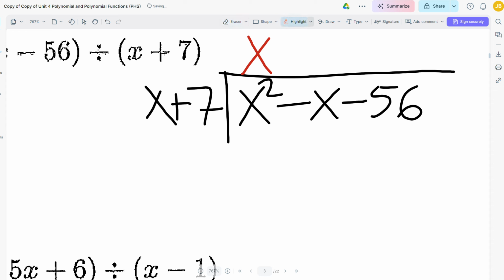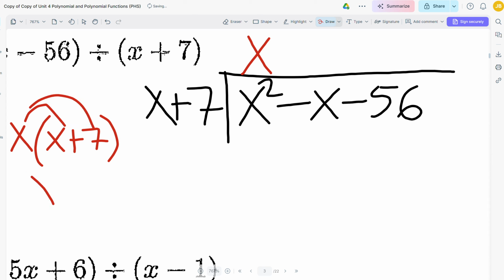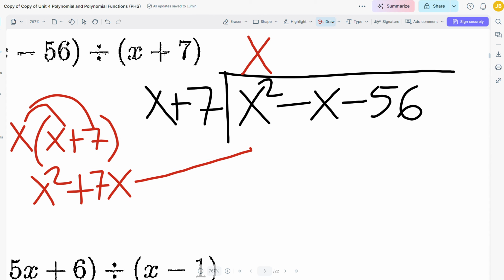Depending again on your skills, you're probably going to have to do it on the side, or if you're quick with it, you won't have to. So we're going to have x times x plus 7. We distribute. This will result in x squared plus 7x. This is going to be brought there. So we're going to write x squared plus 7x.